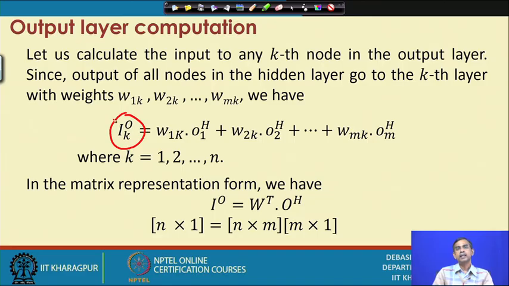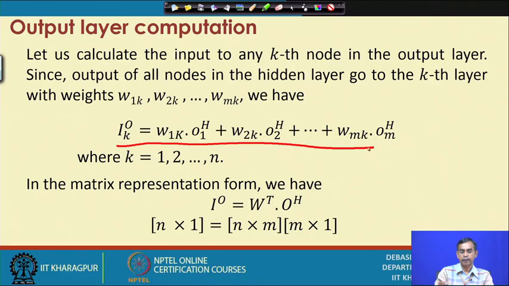This input is a sum of the products of the weight values and the outputs from all the perceptrons in the hidden layer. It can be expressed as the output from the first perceptron in the hidden layer, the output from the second perceptron in the hidden layer, up to the output from the mth perceptron in the hidden layer, each multiplied by the weight from that hidden neuron to the kth neuron in the output layer, and so on. This expression gives the input to the kth neuron at the output layer. There are n neurons, so k varies from 1 to n. This computes the input to the output layer.